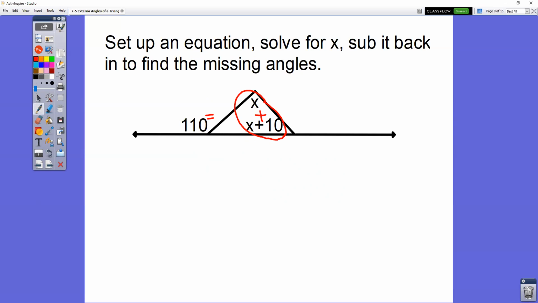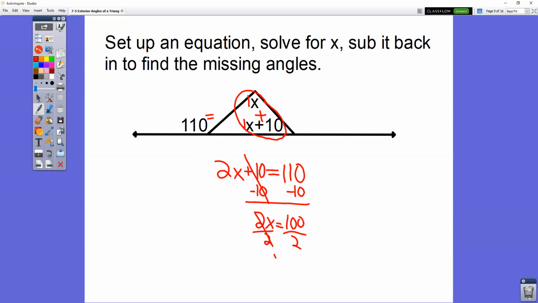Now think about combining our like terms. We're adding together an x plus 10. There's really a 1 in front of the x and a 1 in front of the x. 1x plus 1x is 2x. Then we have our plus 10. So those two inside angles added together equals this outside angle of 110. Solve that two-step equation for x. So minus 10 minus 10. So 2x equals 100. Divide by 2, x equals 50.